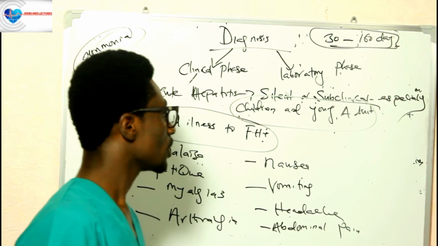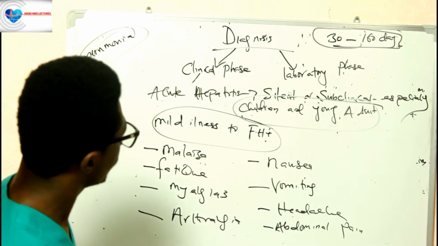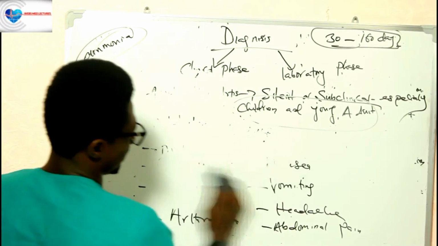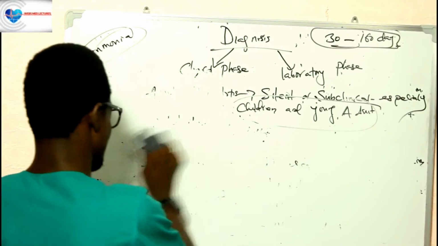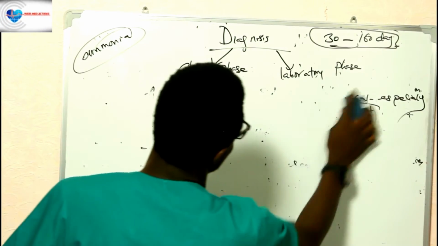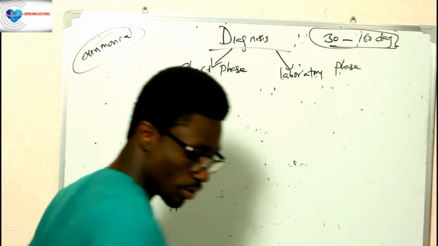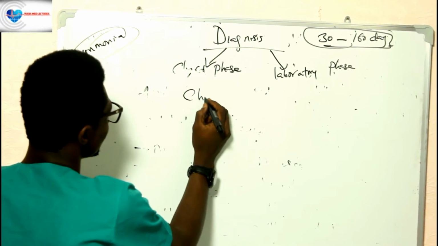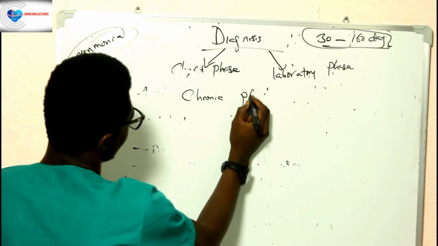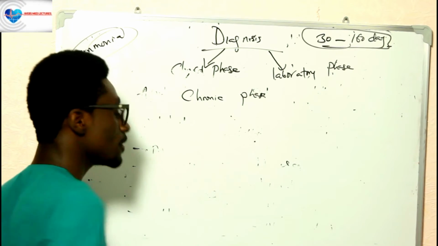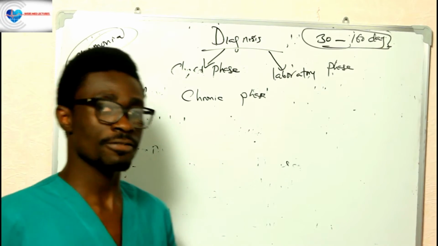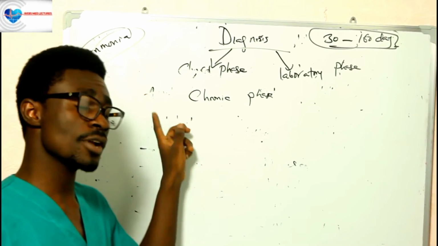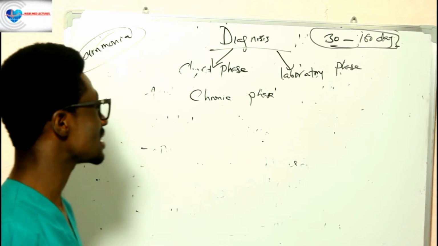Okay, now talking about the chronic phase of the clinical presentation, guys. The chronic phase of the clinical presentation. The chronic phase is divided into 4 major subphases. You understand? Because it's a very, very dynamic phase. Why do we say it's a very dynamic phase?